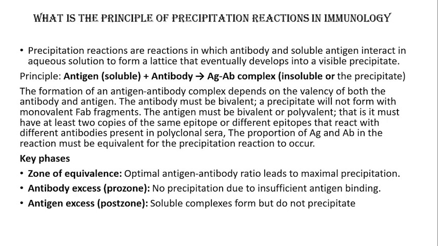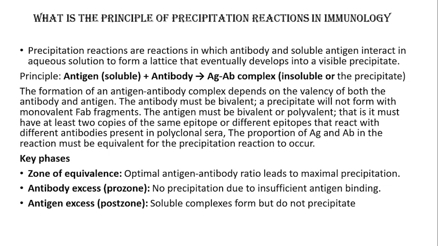But once we have excess antibodies, there will be no precipitation due to insufficient antigen binding. So you can imagine how the excess of antibodies results in no precipitation. In the case of higher concentration of antibodies, the binding sites of the antibody will be in higher concentration, and they will exceed their binding to the antigen.